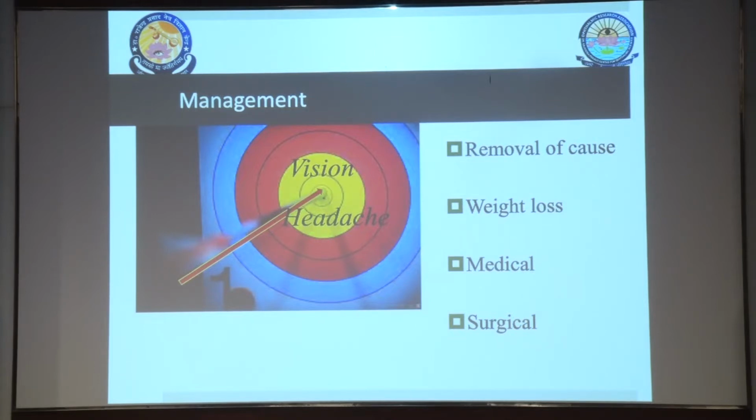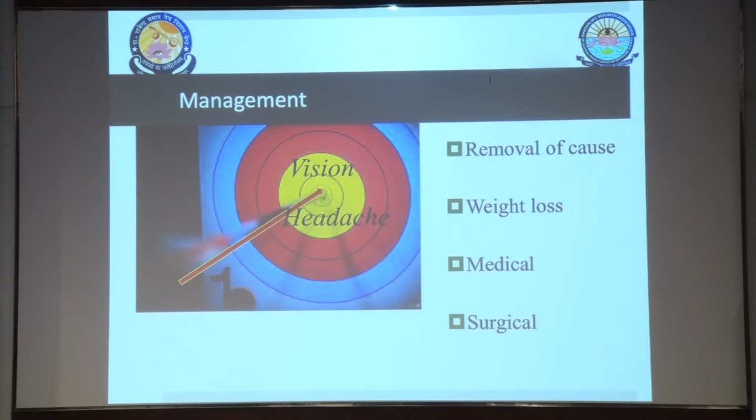So there are two main targets whenever you are managing a case of IIH. One is vision and another one is headache. You have to deal with both, because these are the two most debilitating symptoms of IIH. The first is removal of the cause, whatever the cause is, whether it's a hormonal imbalance, an ICSOL, or some other secondary cause. So you have to deal with this cause.